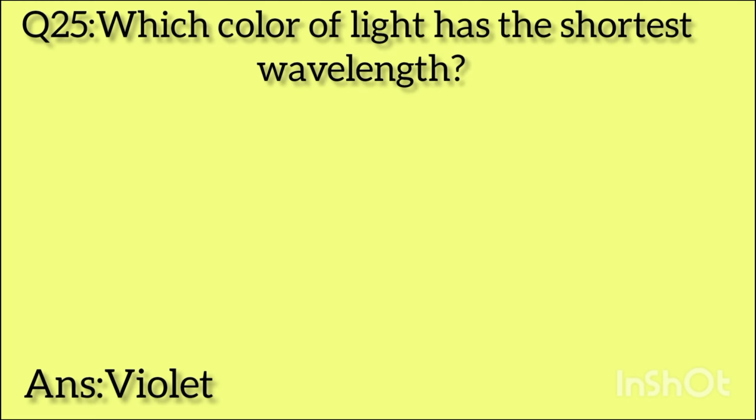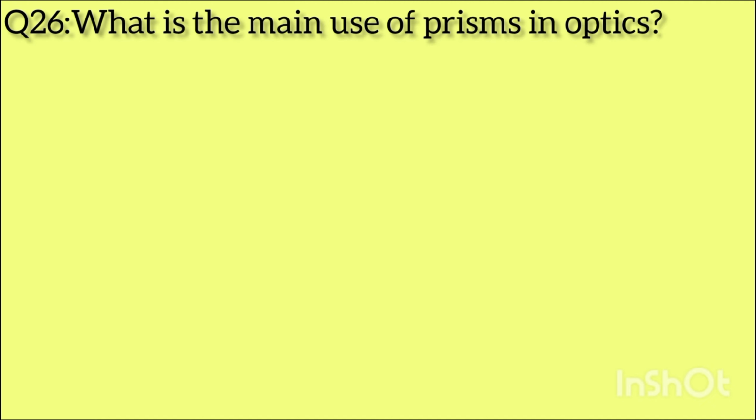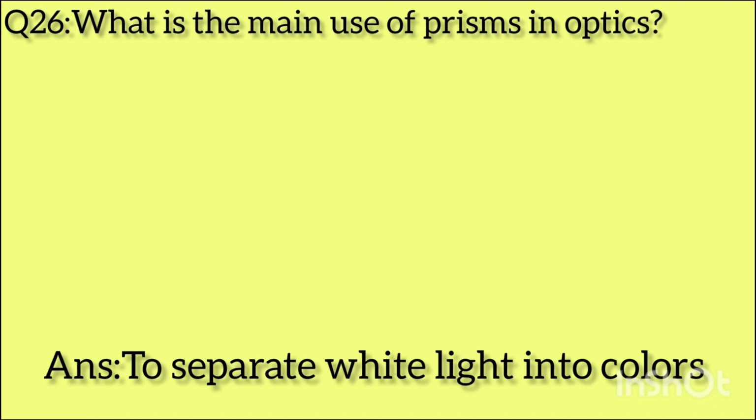Question 25. Which color of light has the shortest wavelength? Answer: violet. Question 26. What is the main use of a prism in optics? Answer: to spread white light into colors.